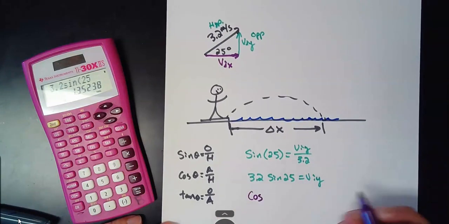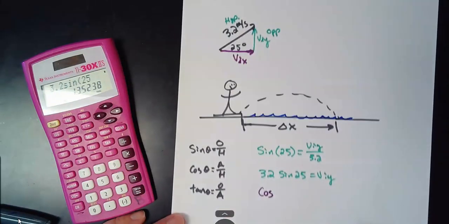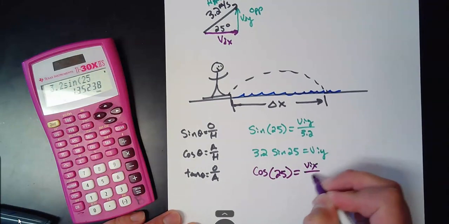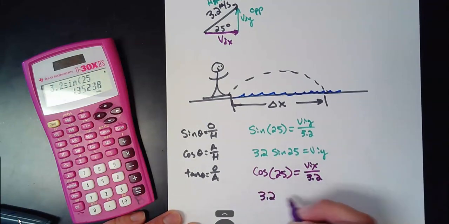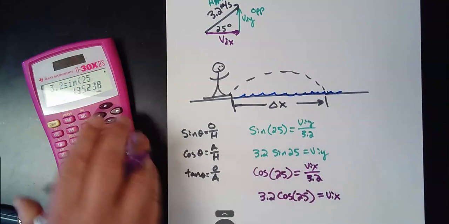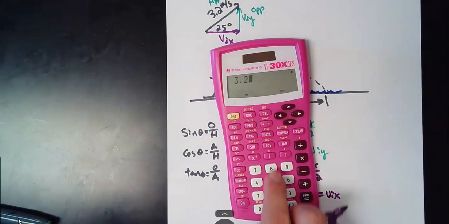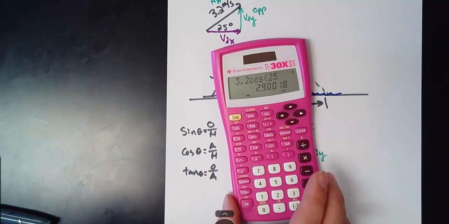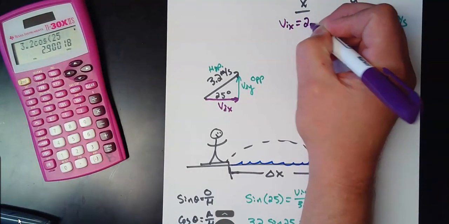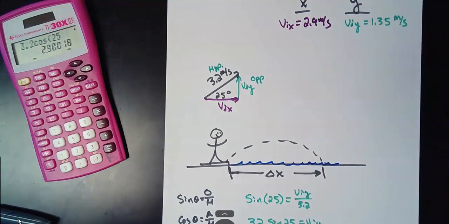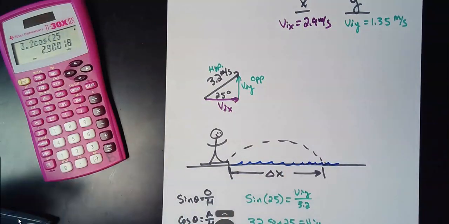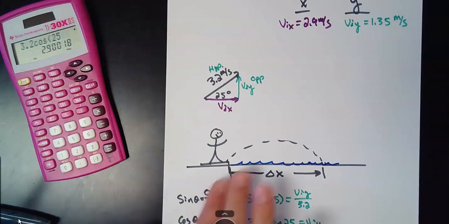You're going to have cosine this time because we're dealing with adjacent over hypotenuse. So the cosine of our angle is going to equal Vix over 3.2. Multiply both sides by 3.2. And that equals your initial velocity in the x direction. So 3.2 times the cosine of 25 gives me 2.9. So 2.9 is going to go in for the initial velocity in the x direction, and that, of course, is in meters per second. Now, that is the main difference between horizontal launched objects and anything launched at an angle.